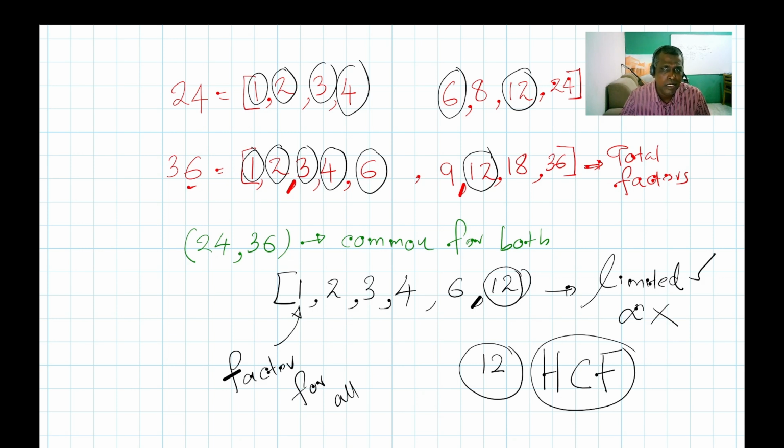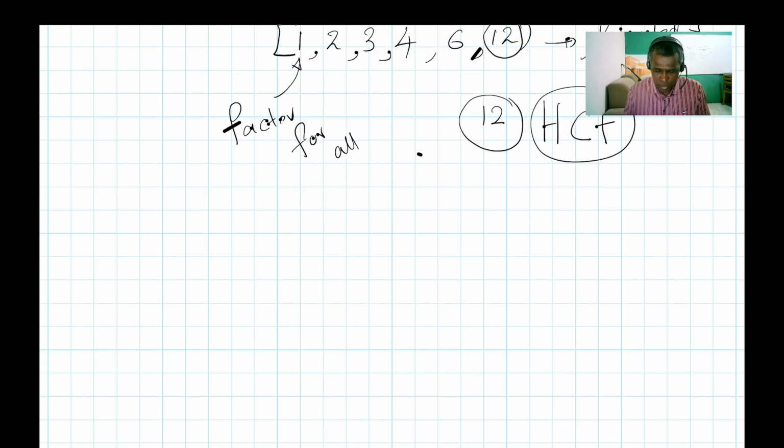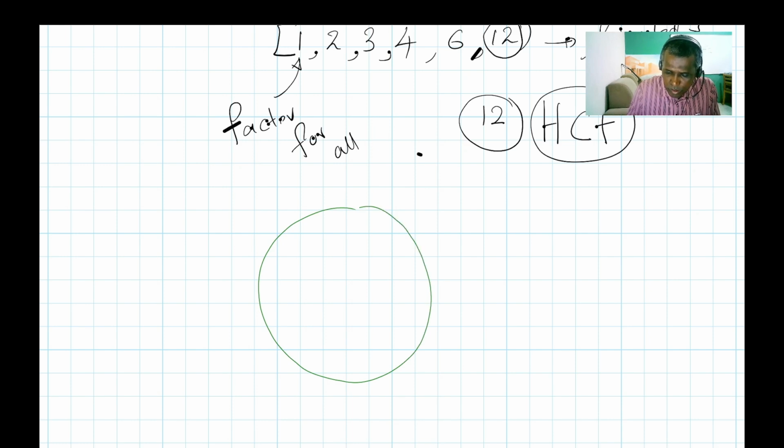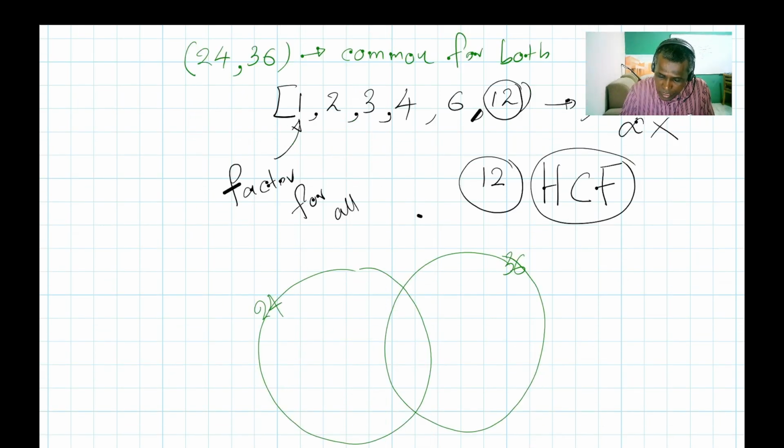Now let's take, we can also mark this in a chart, even with diagrams. I'm going to draw a diagram. This is the factors for 36. This is the factors for 24. Something here is common. This area is common for both.